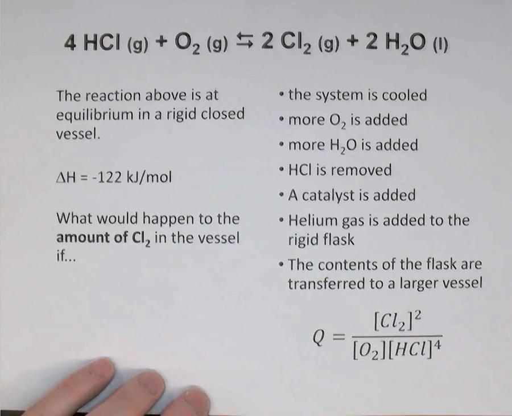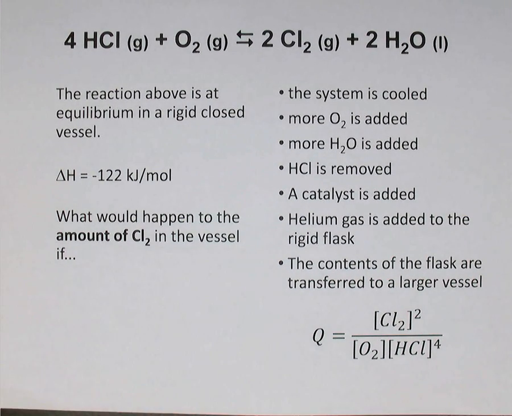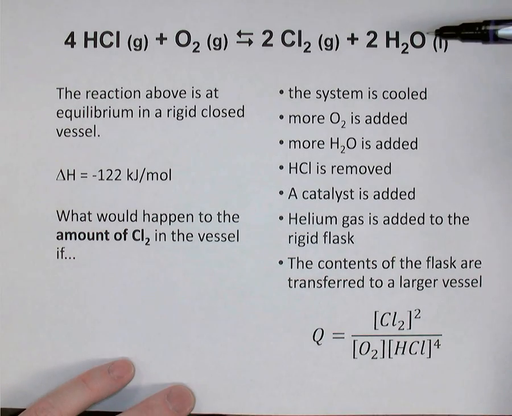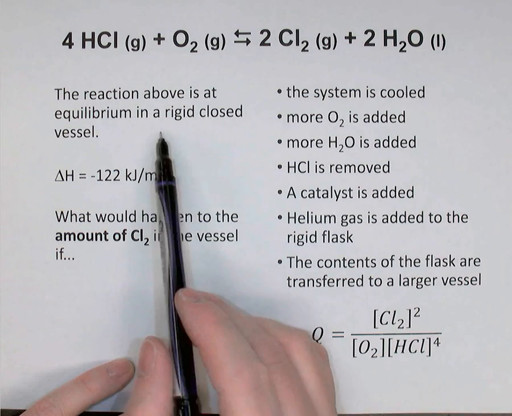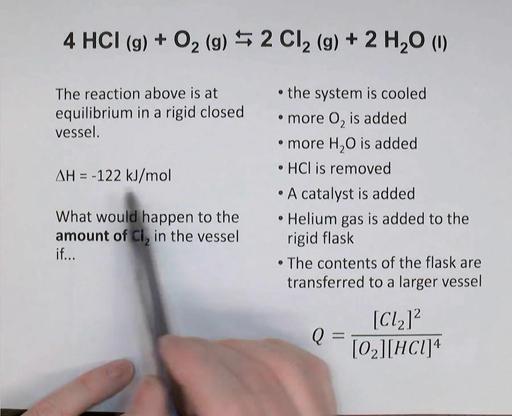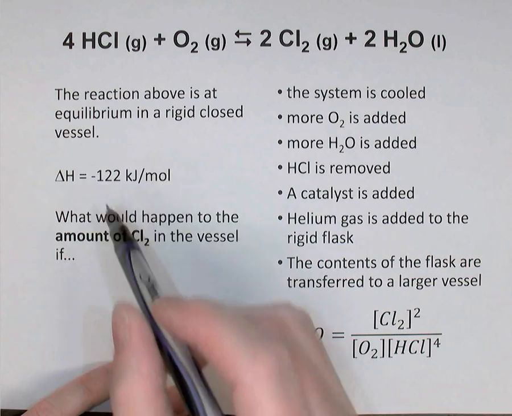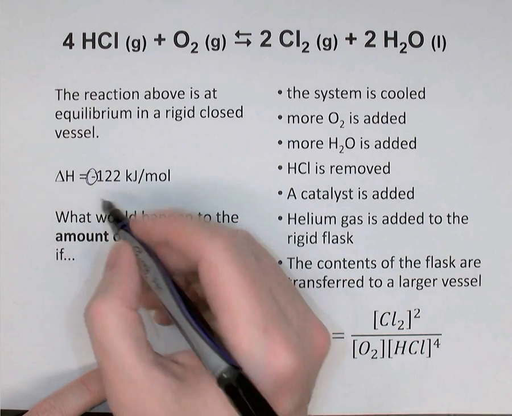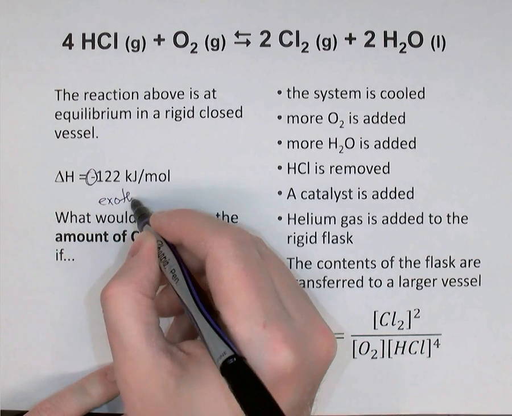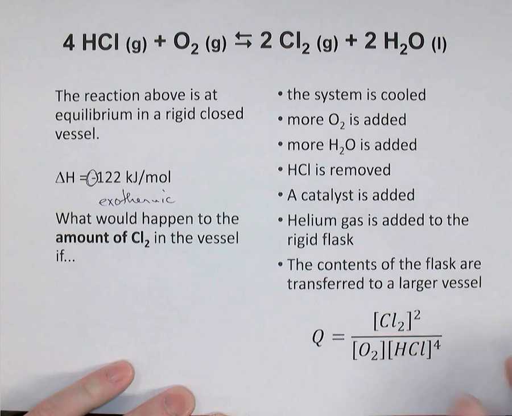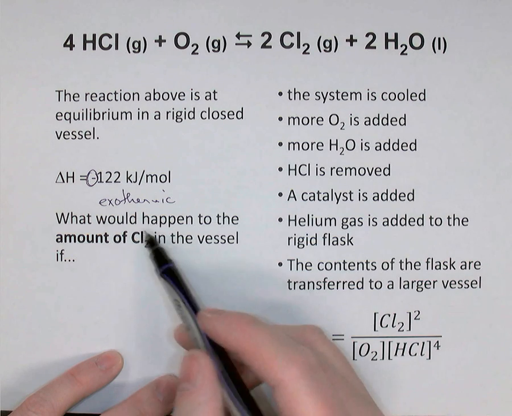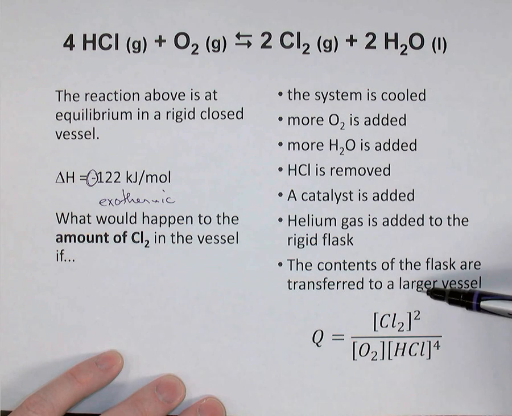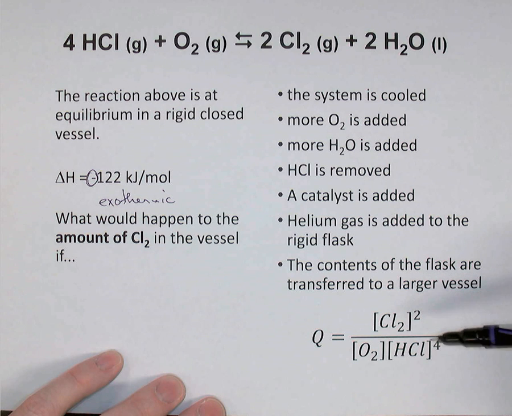We'll go through this one a little bit faster. Pause the video and see if you can predict what will happen to the amount of chlorine in this equilibrium happening in a rigid closed vessel. There's delta H. That tells us that this reaction, because it's negative, is exothermic. The last reaction was endothermic. So pause the video, see if you can predict what happens to the amount of chlorine based on these stresses, and try to use a good explanation when you do that.